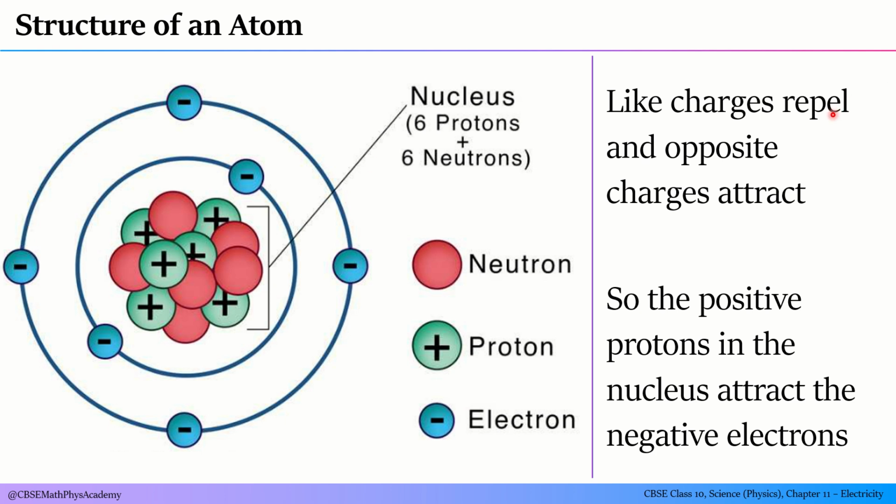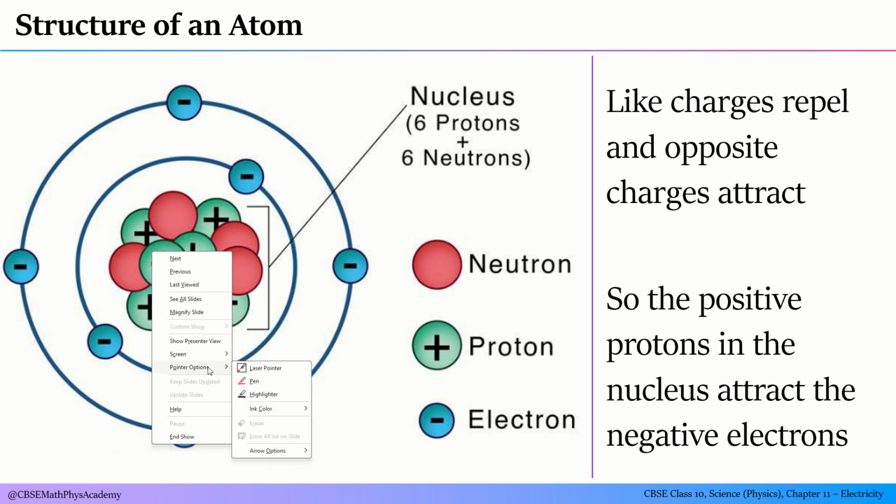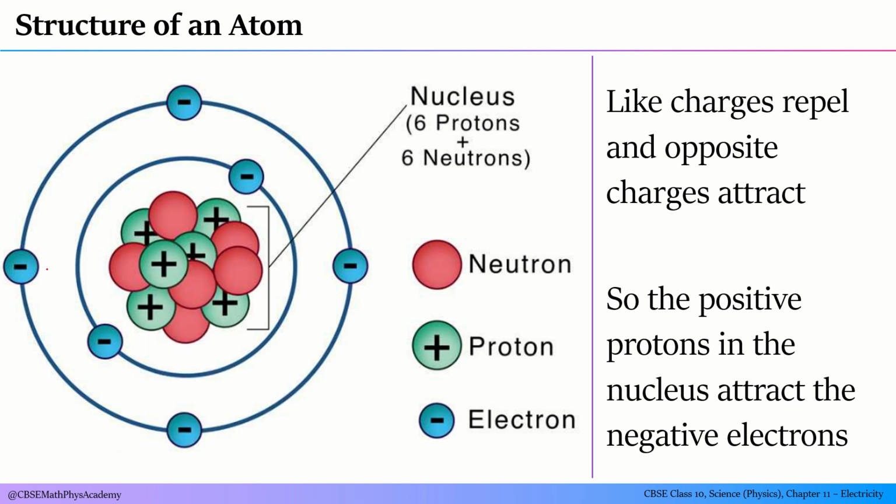Two basic properties: like charges repel and opposite charges attract. This means that electrons nearby repel each other, and positive and negative charges attract each other. So the positive protons in the nucleus will attract the negative electrons. That is one of the properties of the protons and neutrons.